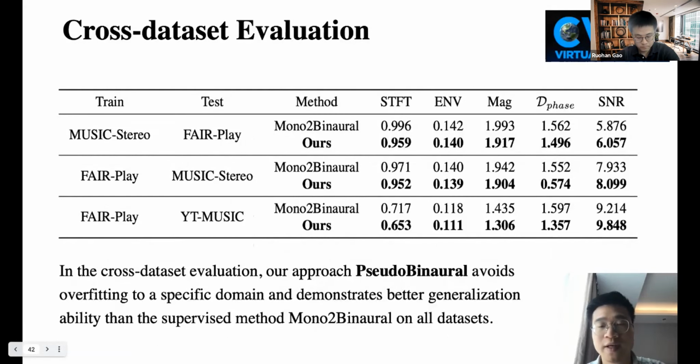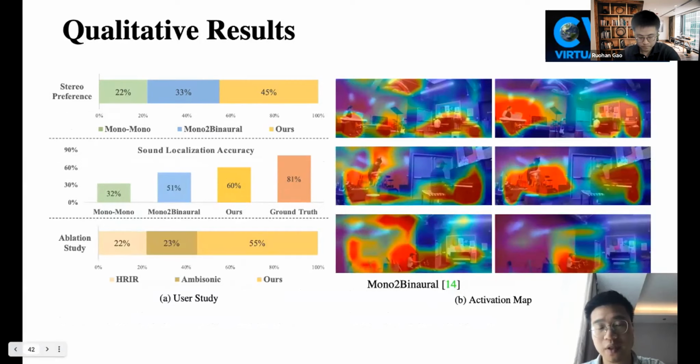In the cross-dataset evaluation, our approach avoids overfitting to a specific domain and demonstrates better generalization ability than the supervised methods on all datasets. In the meantime, users slightly prefer our approach over supervised baselines. As illustrated in the activation map, we focus more on sound sources, not the background.